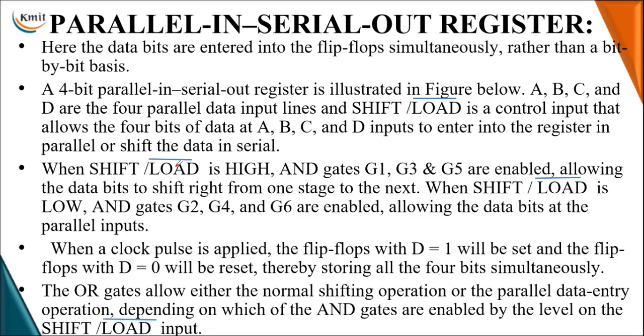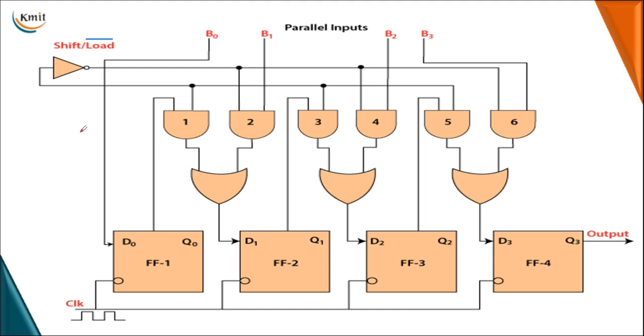So in order to load new data through a parallel input, load bar must be equal to logic 1 and shift must be equal to 0. To shift your data from one flip flop to the other flip flop, shift must be equal to 1 and load bar should be equal to 0. To obtain that, we are going to use some combinational circuit in addition to these flip flops.